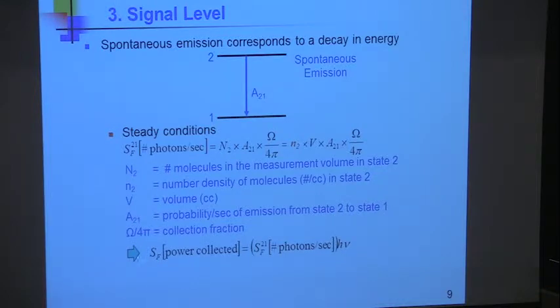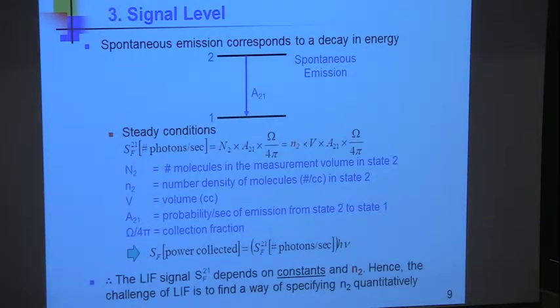So the power that we collect is the number of photons per second times the energy of the photon. If you want to do this in power, it's the photons collected per second times h nu. We don't know what that is yet. But we can immediately say that's the strength of the fluorescent signal. If you collect light of this color, that's what you're going to see. Now, note the signal depends really only on some constants. We presumably know V, we presumably know A21, we presumably know omega over 4 pi. The signal depends entirely on N2. So this is a measurement of N2.